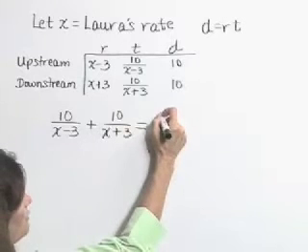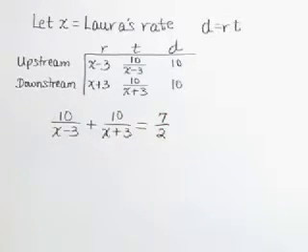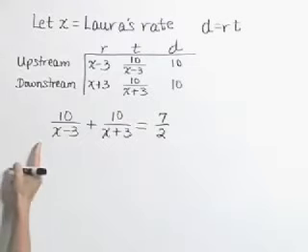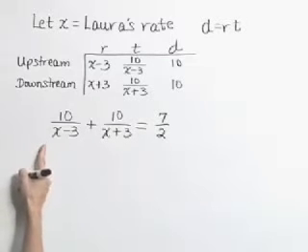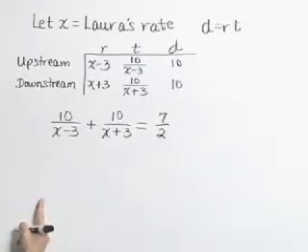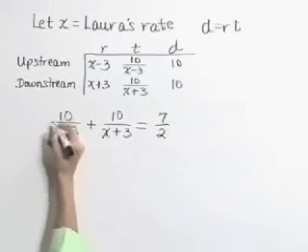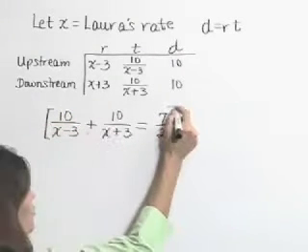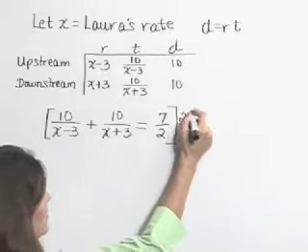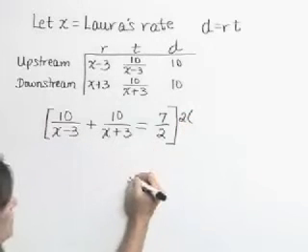I'm going to write that in improper form as 7/2. Now we've completed step 3, we've written our equation. Step 4, let's solve. Here we have a rational equation. I'm going to multiply through by a lowest common denominator to get rid of these fractions.